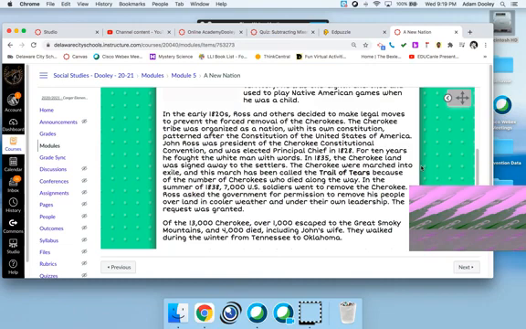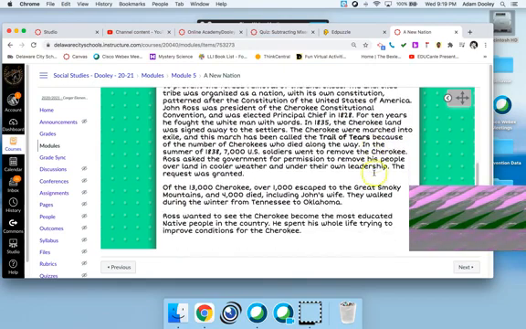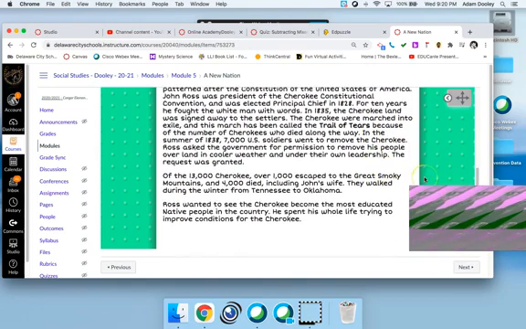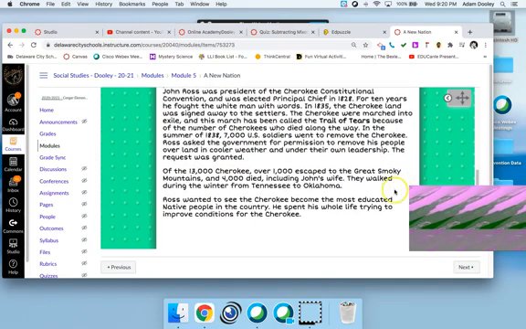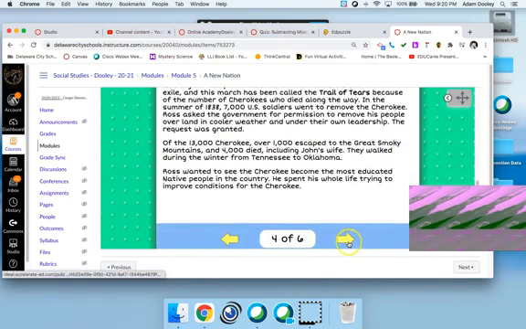Of the 13,000 Cherokee, over 1,000 escaped to the Great Smoky Mountains and 4,000 died, including John's wife. They walked during the winter from Tennessee to Oklahoma. Ross wanted to see the Cherokees become the most educated Native people in the country. He spent his whole life trying to improve the conditions for the Cherokee.